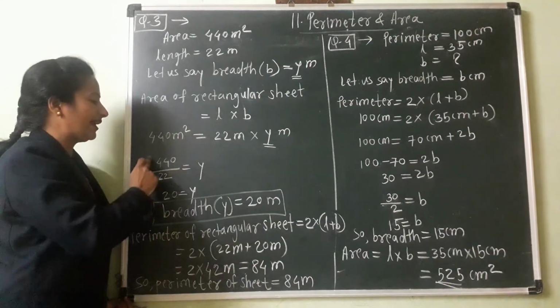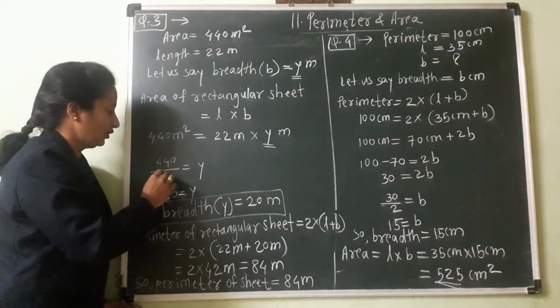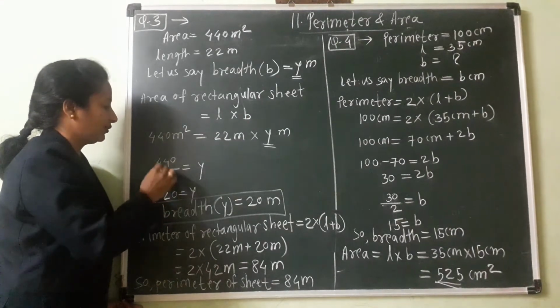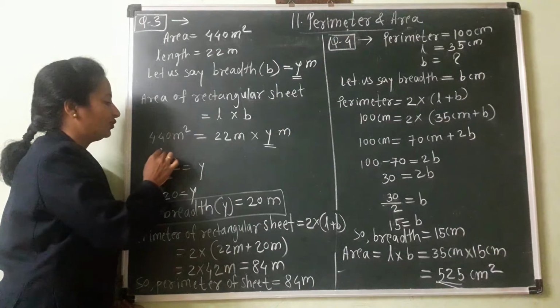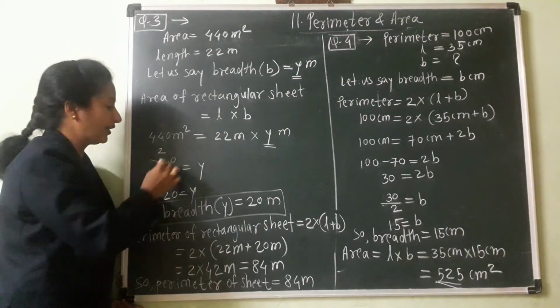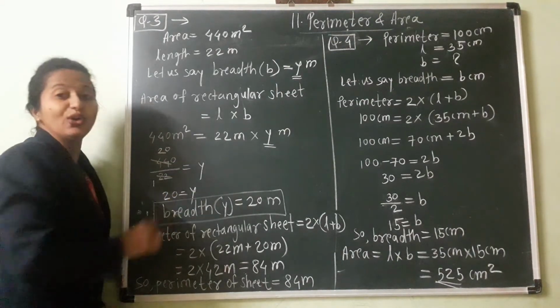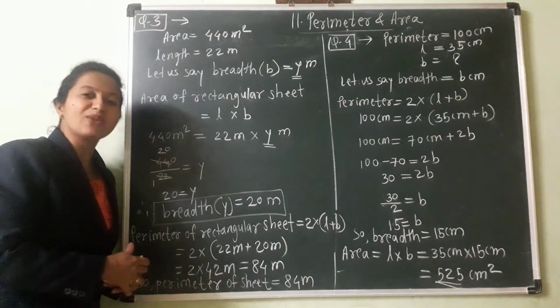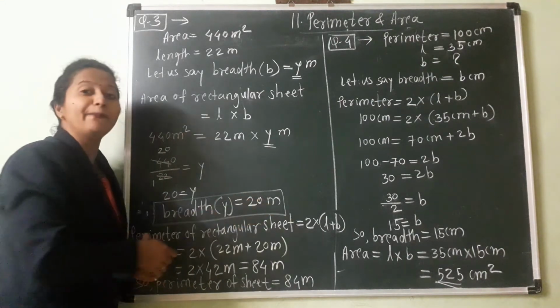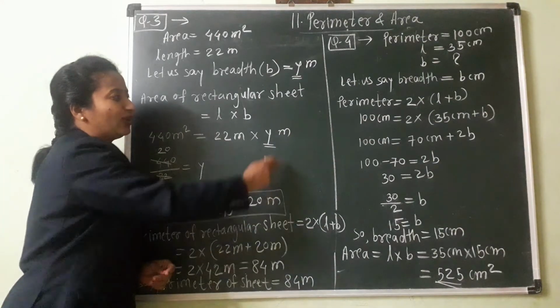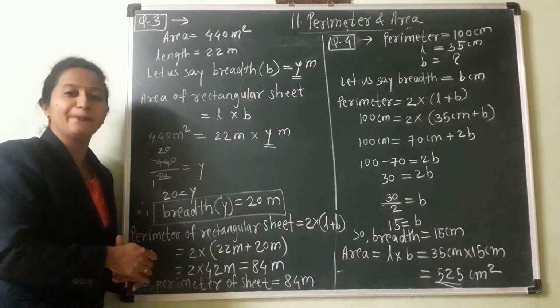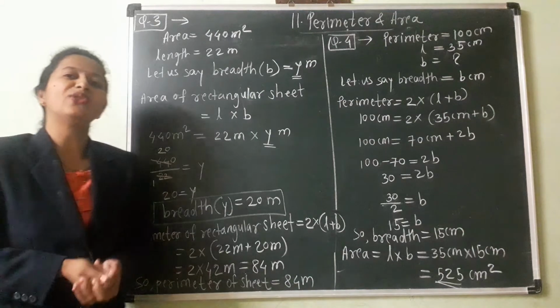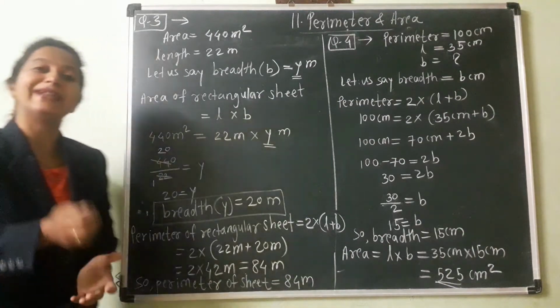So when you divide 440 by 22, you will get 22 ones are 22 and 22 twos are 44, and the 0 as it is. So Y is equal to 20. Meaning the breadth of that rectangular plot is 20 meter. Why Y meter? Because all the units are given in meter. Very important.